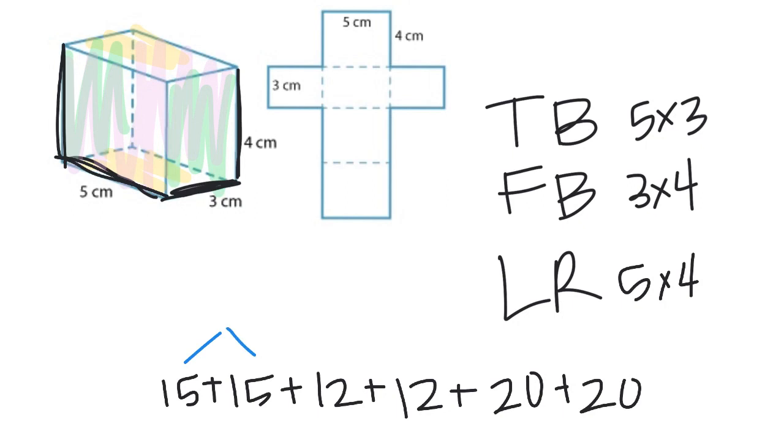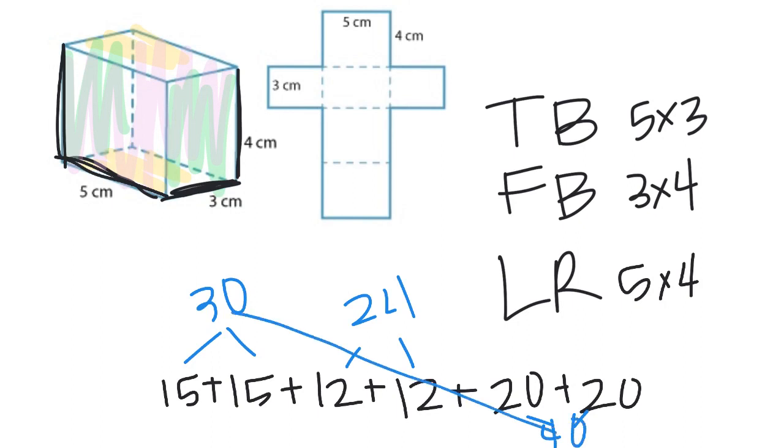So then we add up. So 15 and 15 is 30. 12 and 12 is 24. 20 and 20 is 40. So 30 and 40 is 70. Plus 20 would be 90. Plus that 4 would be 94 centimeters squared.